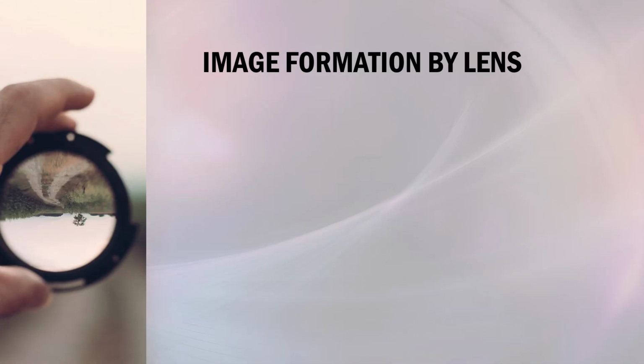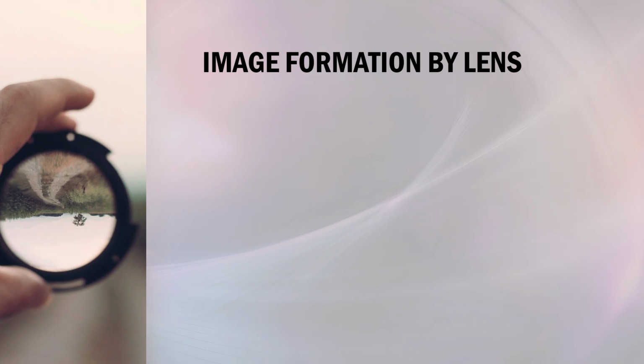When the rays are converging at a point while passing through a convex lens, the impact of the rays increases, the heat increases, which is basically the cause of burning of the paper. So, how can images be formed by lenses?